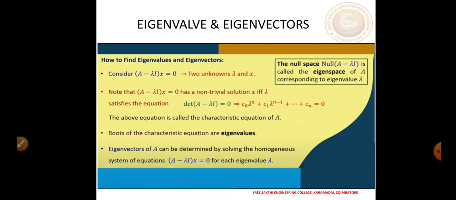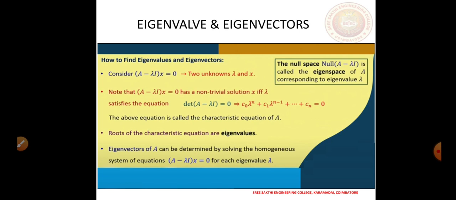If the determinant is not equal to 0, then there is a unique solution, and that will be the trivial solution, meaning x will be 0. But we are looking for a non-trivial solution of this equation A minus lambda I x equal to 0. And in that case, we have this condition, that the determinant of the matrix A minus lambda I must be 0. So we got another condition, the determinant of A minus lambda I is equal to 0.